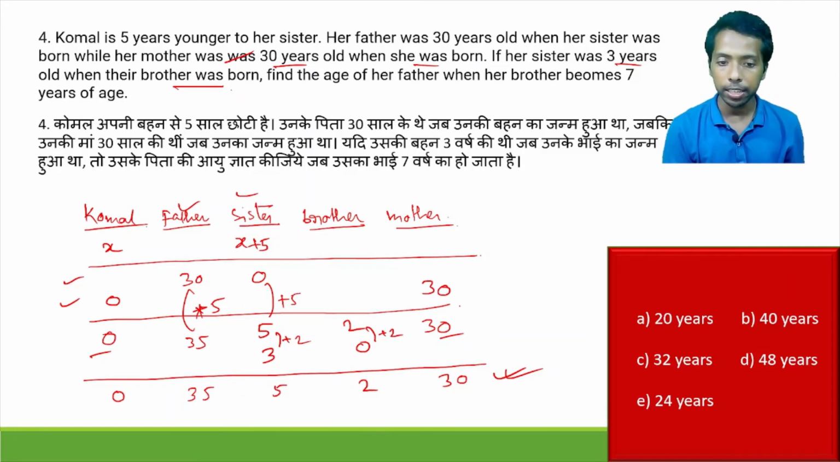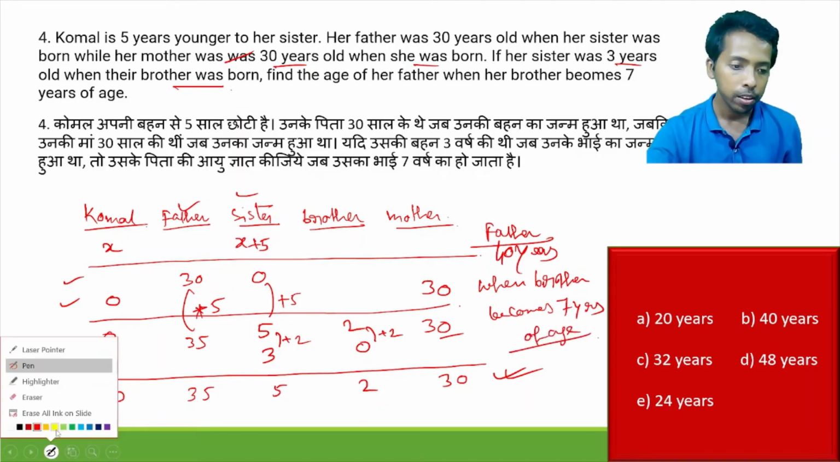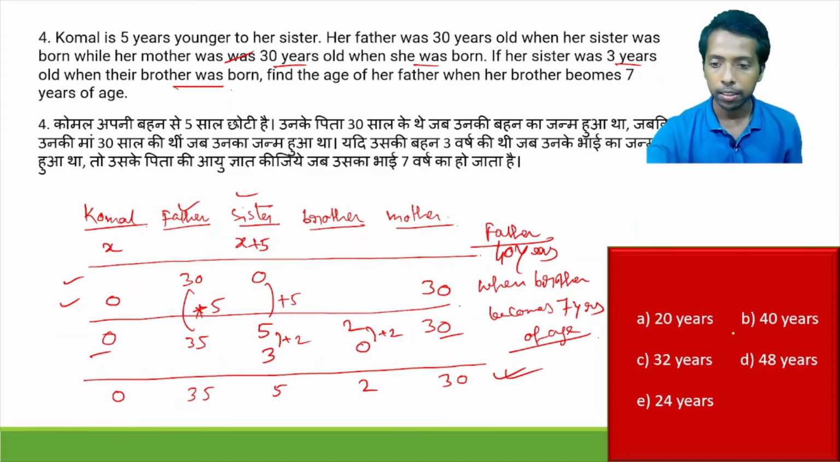So, brother age is here 2 years. When the brother is 2 years, at that time father is 35. So, simply add 5 years more, that means the father becomes 40 years when brother is at 7 years of age, right? So, this is 40 years. This is father's age when brother becomes 7 years of age. Hope it's clear. Right. So, correct answer, that is option B.